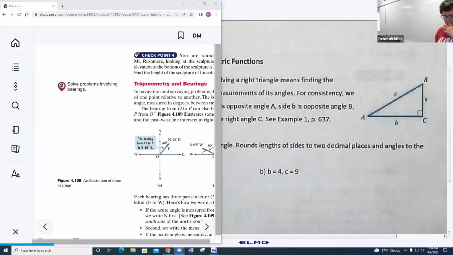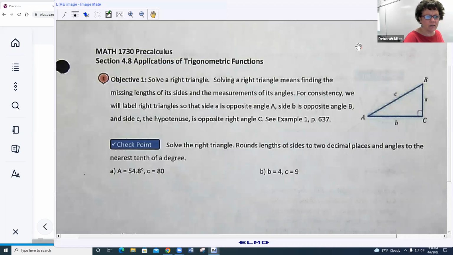All right, this is our last section of chapter 4, and it's applications, but we have done all of these types of problems before, except for, I think I mentioned yesterday, just one new thing. So I don't expect it to be difficult.